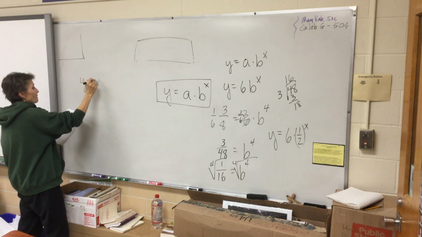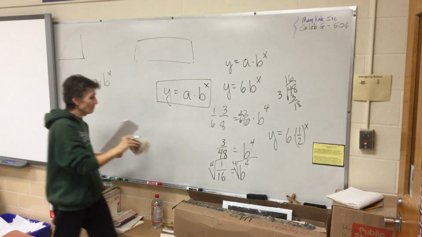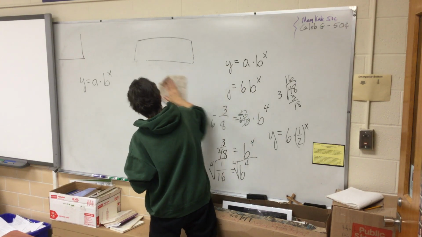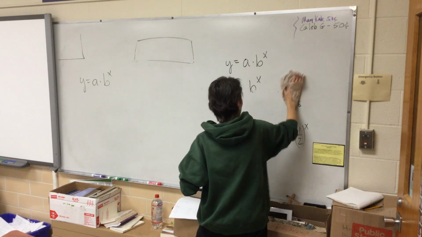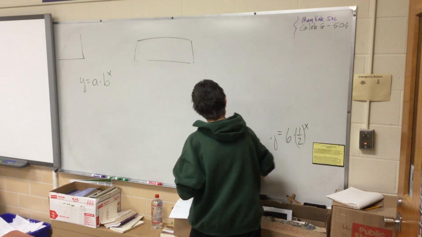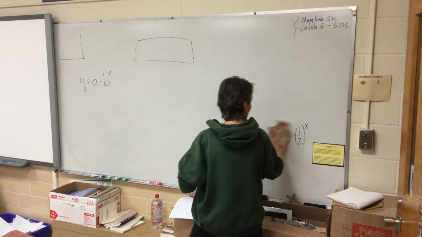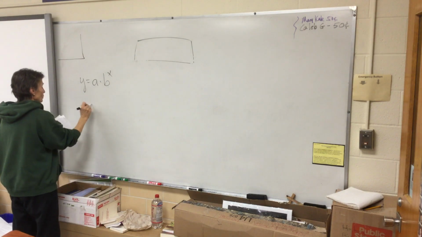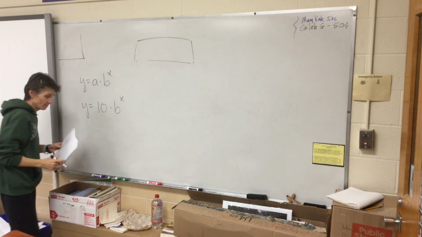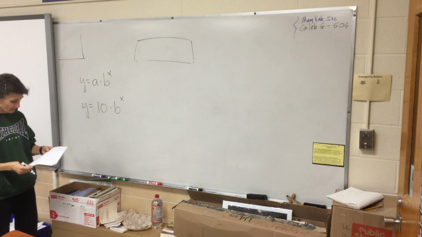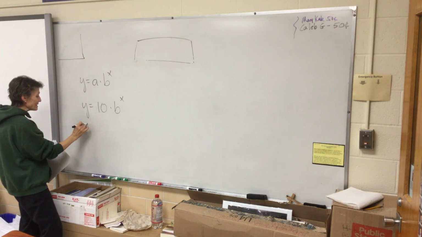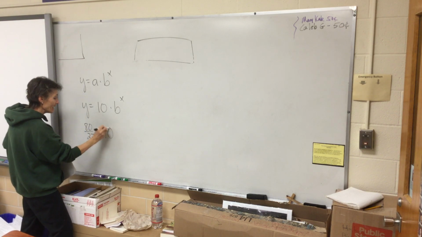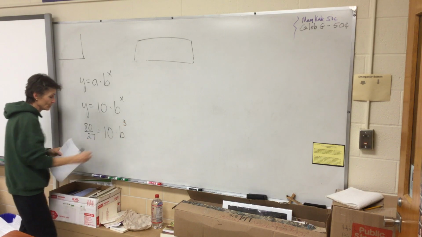Y equals a times b to the x. What's a in my problem? Yep. So I know right from the get-go, the point with the 0 is going to give me my a, my initial value. So y equals 10 b to the x. Step 1, done. Now, 80/27 equals 10 times b to the 3rd.